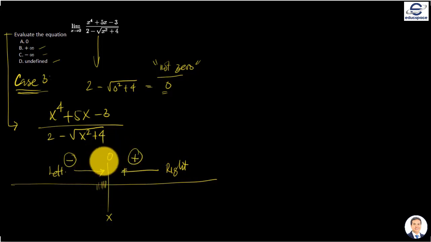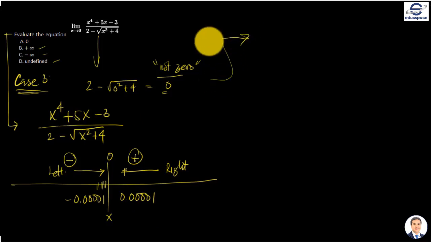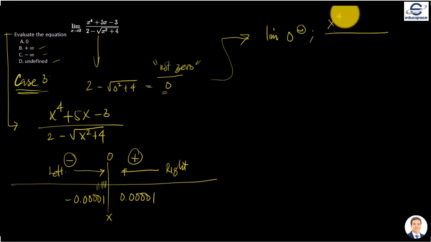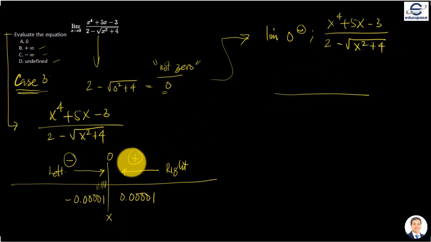So what are these numbers? Meaning to say we have negative 0.00001, and here we have positive 0.00001. All right, so let's test this. Let's take that x is approaching the limit 0 from the left side, that is negative, wherein the equation is still x to the fourth plus 5x minus 3 over 2 minus the square root of x squared plus 4. So we take this one, we substitute the values.